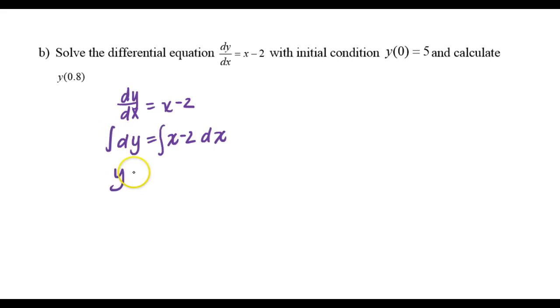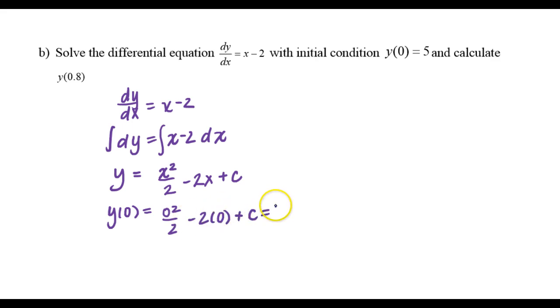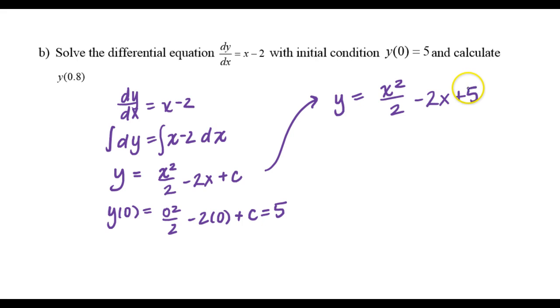On the left we're going to have our y, on the right we have x squared over 2 minus 2x plus c, and our initial condition is y of 0 equals 5, so y of 0 equals 0 squared over 2 minus 2 times 0 plus c has to equal 5, so in other words c is 5, so I will just go ahead and bring that over here. My solution with this initial condition is y equals x squared over 2 minus 2x plus 5. So this is the exact solution.